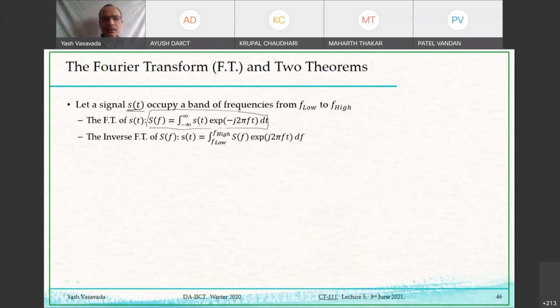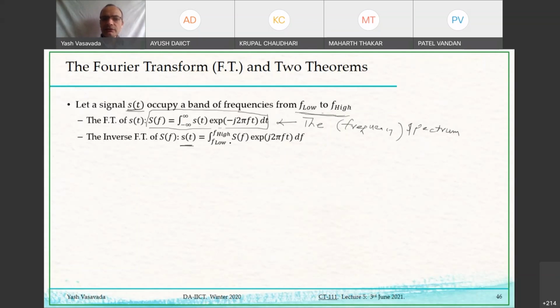Now, the resulting Fourier transform is also called the spectrum, or the frequency spectrum, or sometimes just the spectrum. If we assume that the frequency content that we get by taking Fourier transform is non-zero only over a certain range of frequencies, let's say f low to f high, then we can get the original time domain signal back by performing what is known as the inverse Fourier transform.